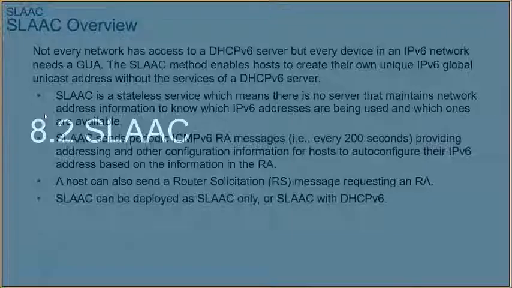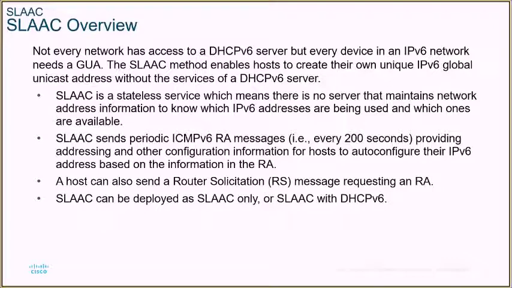All right, so the stateless route. Not every network has access to a DHCPv6 server, but every device on an IPv6 network needs a GUA. The SLAAC method enables hosts to create their own unique IPv6 global unicast addresses without the services of a DHCP server. SLAAC is a stateless service, which means there is no server that maintains network address information to know which IPv6 addresses are being used and which ones are available.